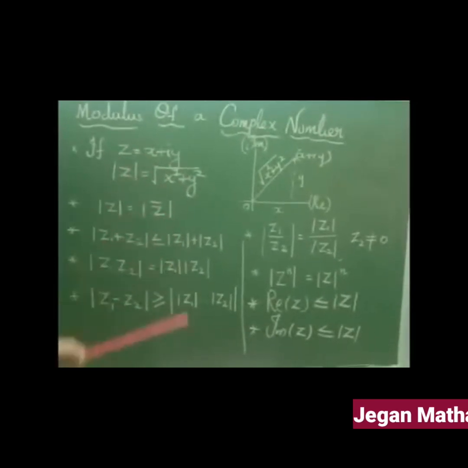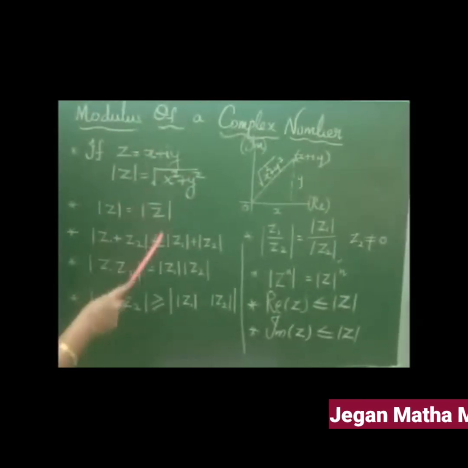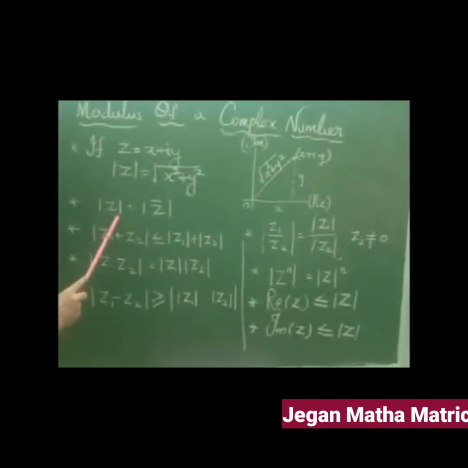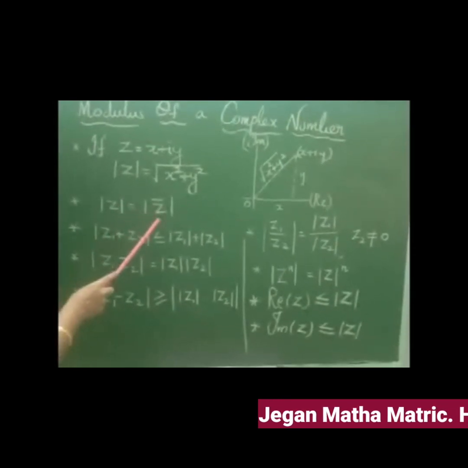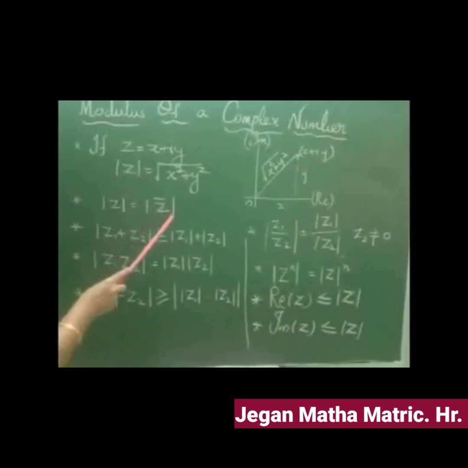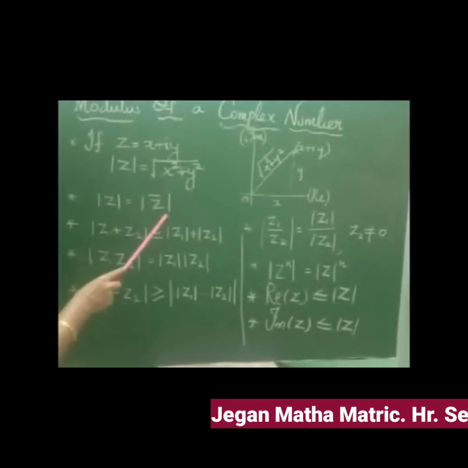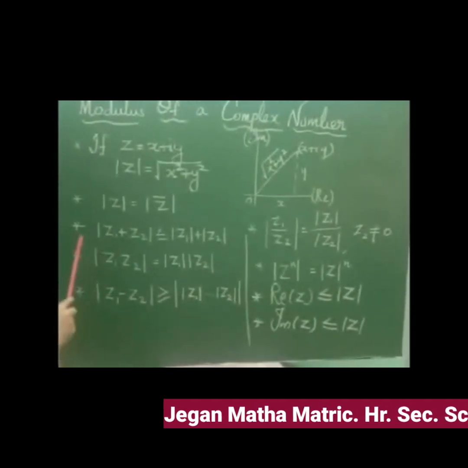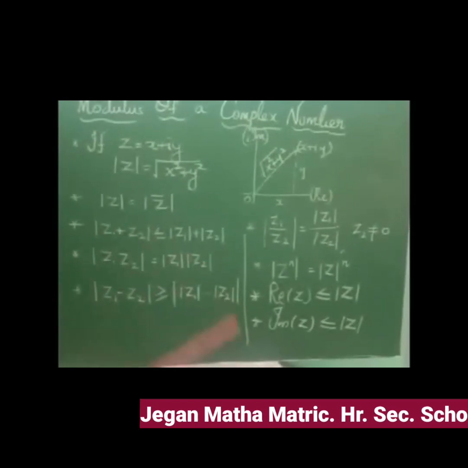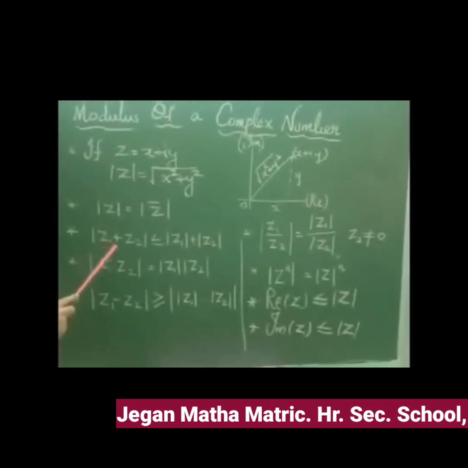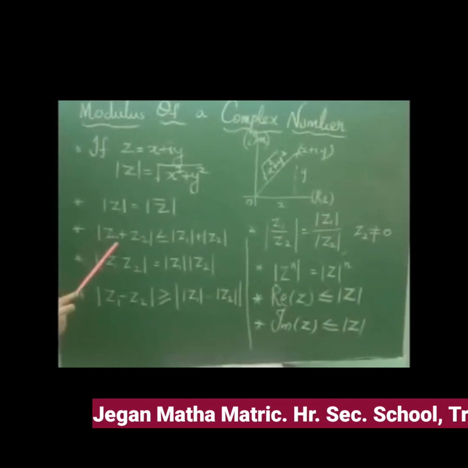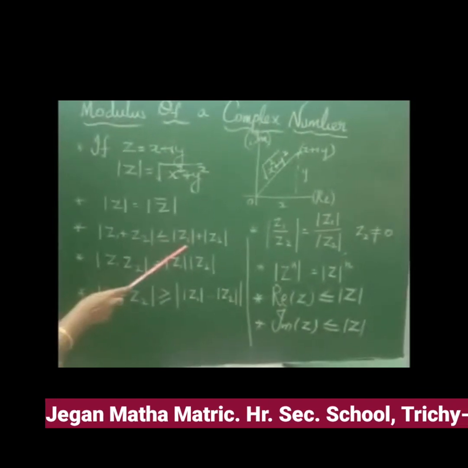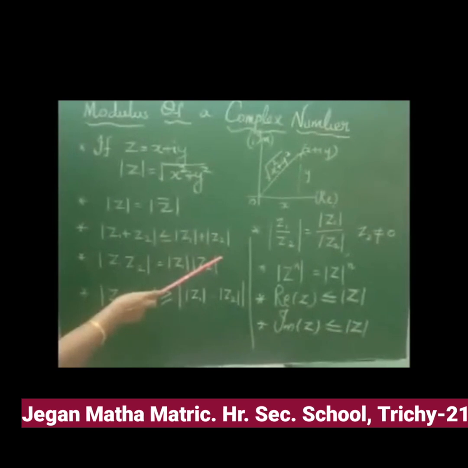Now some properties are given. For the modulus, the following properties are given. The first one is modulus of z must be equal to modulus of z bar. The modulus values of z and z bar, these two values are equal. That is the first property. Second one, for any two complex numbers z1 and z2: modulus of z1 plus z2 is less than or equal to modulus of z1 plus modulus of z2.